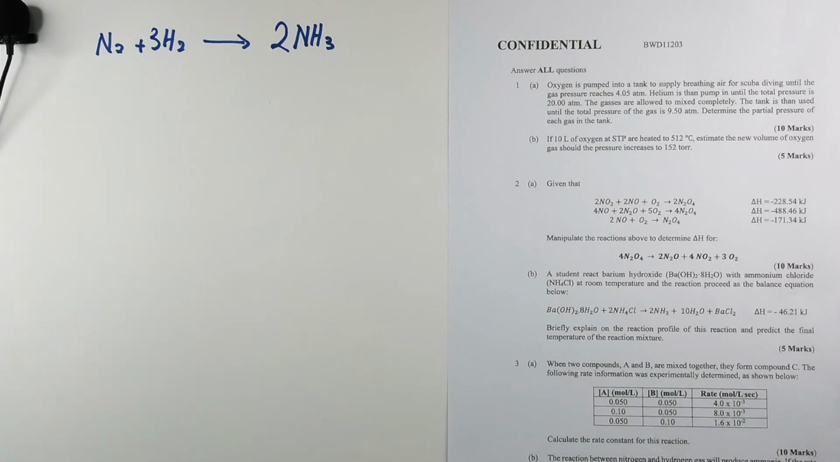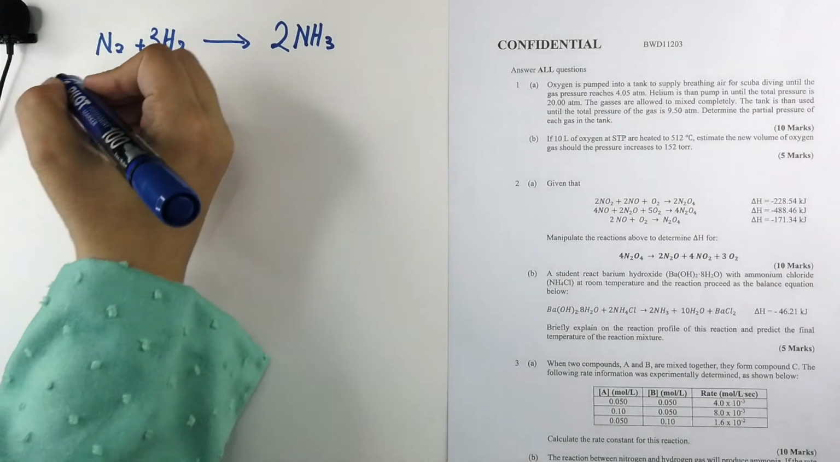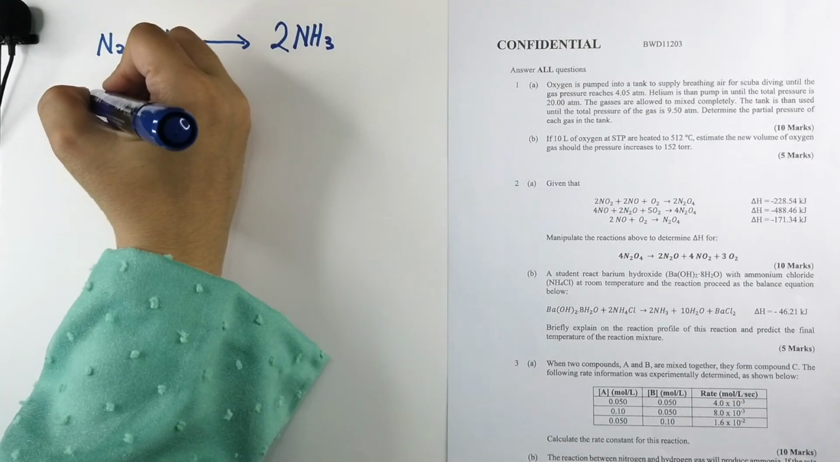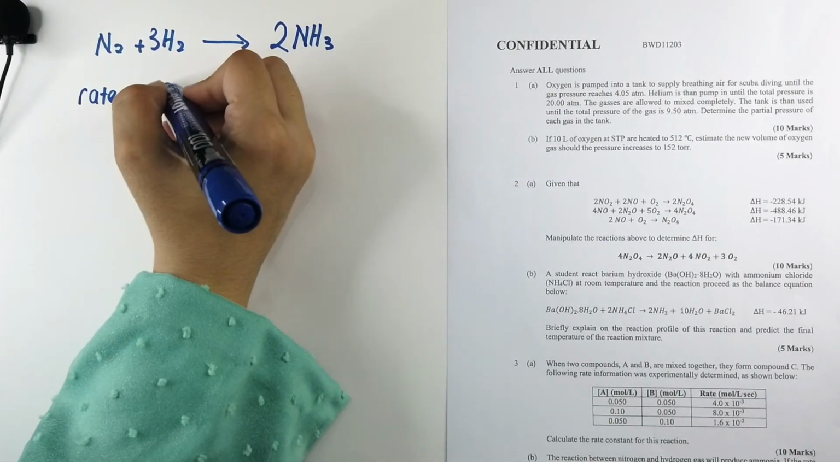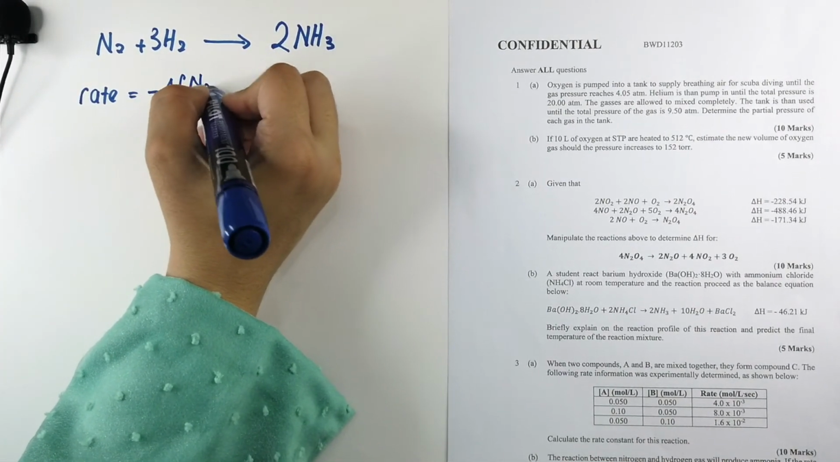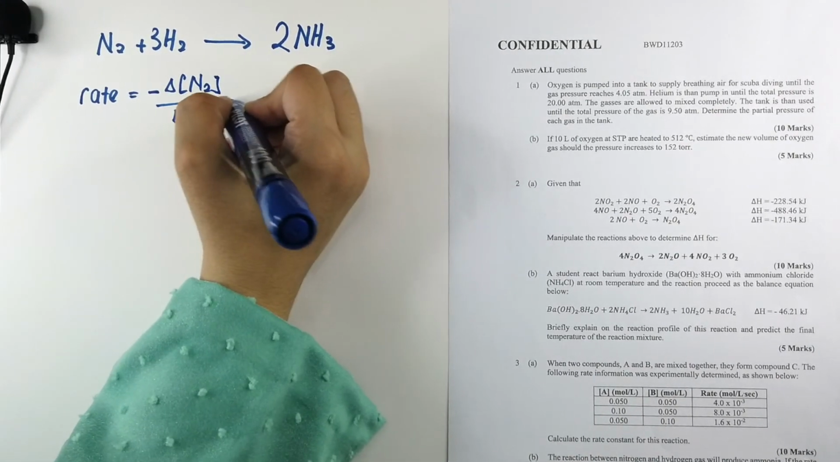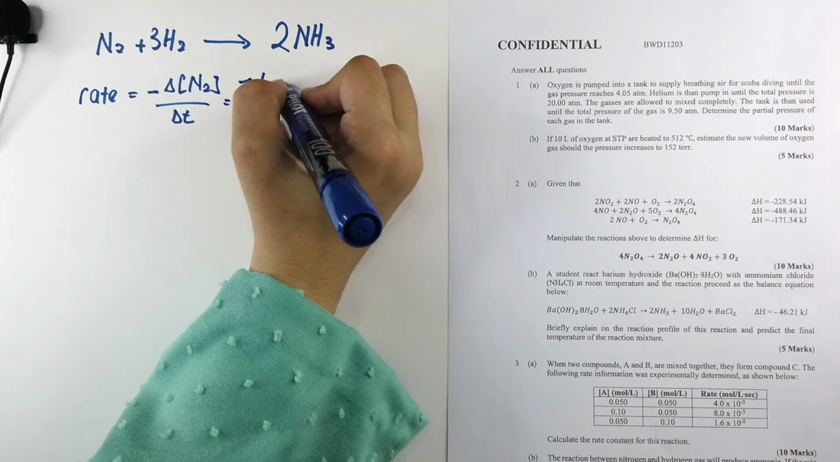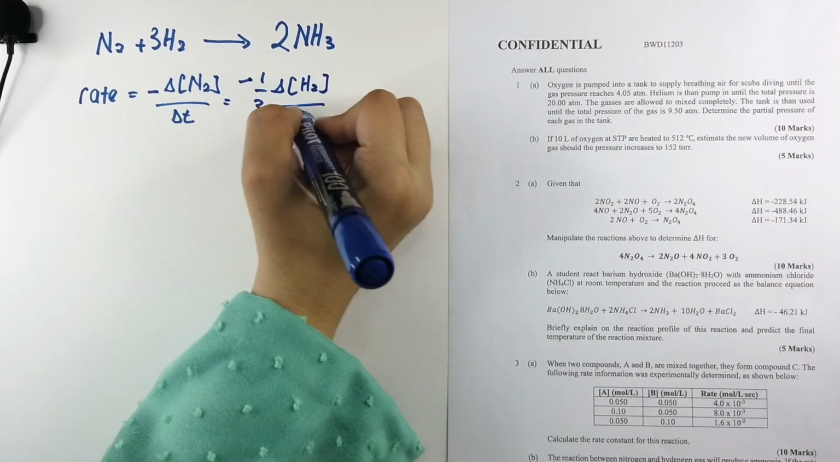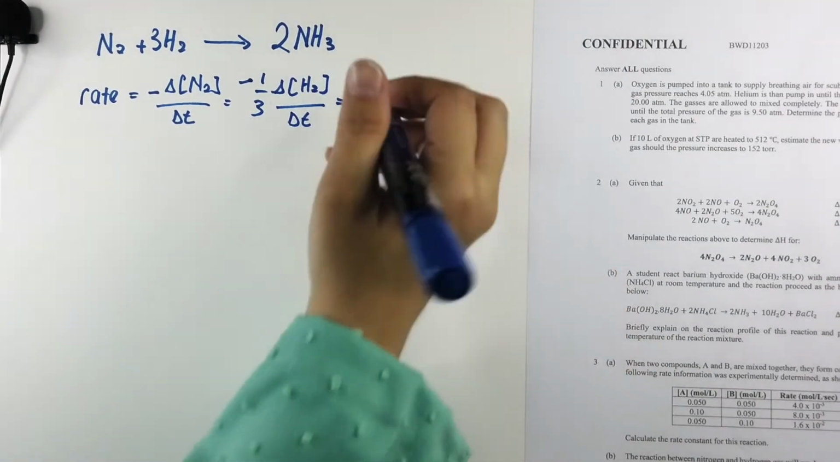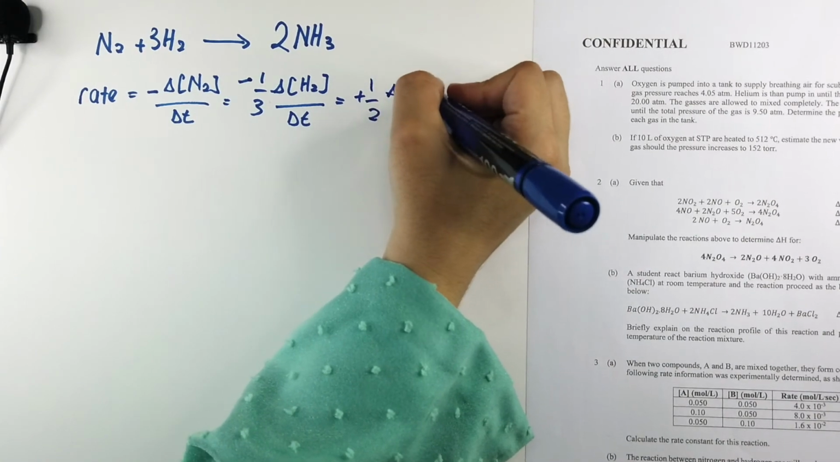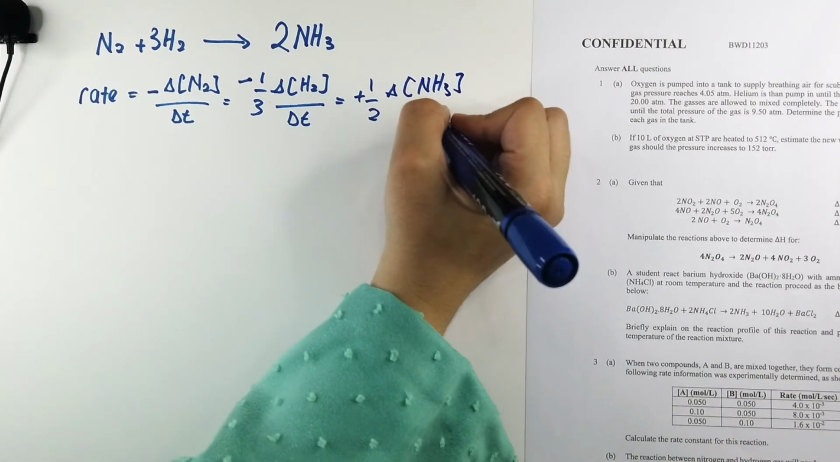The next thing that you need to do is write the rate expression. Just now we were doing rate law, now we are doing the rate expression. The rate expression for this equation is: rate is equivalent to, because this one is at the reactant, it should be negative, delta concentration of N2 over delta T equivalent to negative 1 over 3 delta concentration of H2 over delta T equivalent to positive, because this one is at the product, 1 over 2 delta concentration of NH3 over delta T.